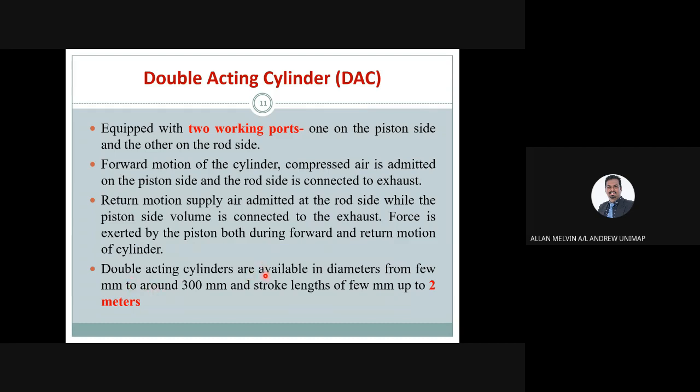The double acting cylinder has an advantage, because a normal double acting cylinder without any modification can extend from 300 millimeter up to 2 meters. Why can it? It can maintain a longer stroke because there is no spring inside. For a single acting cylinder, the length is determined by the normal length of the spring. In a double acting cylinder you don't need a spring, so it can extend up to 2 meters. 2 meters is even taller than you. So 2 meters is a very good length.